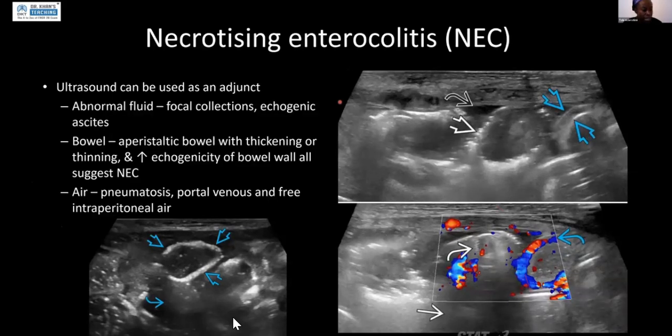We can also look for free intraperitoneal air. So I like to look along the liver capsule to see if I can see any echogenic foci, which is in keeping with free air. And we can also look for focal collections or echogenic ascites, so free fluid which looks dirty with multiple echoes, which suggests that there might be a perforation. So ultrasound can be used to further assess, but it's really done to look at a child who's already on treatment to see if things are progressing rather than to make the initial diagnosis.